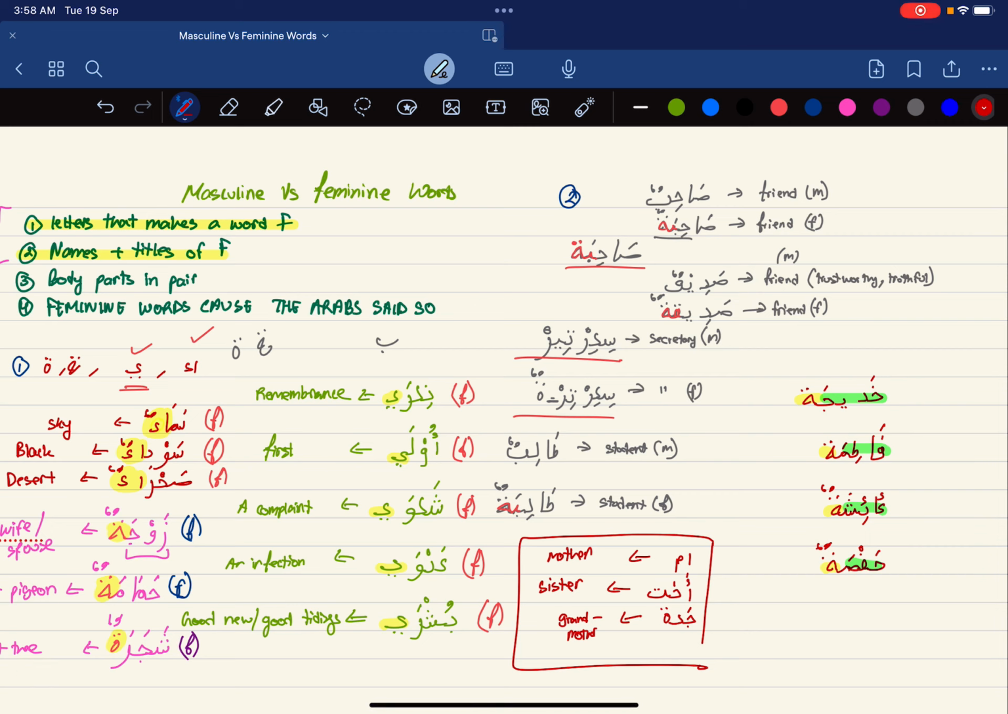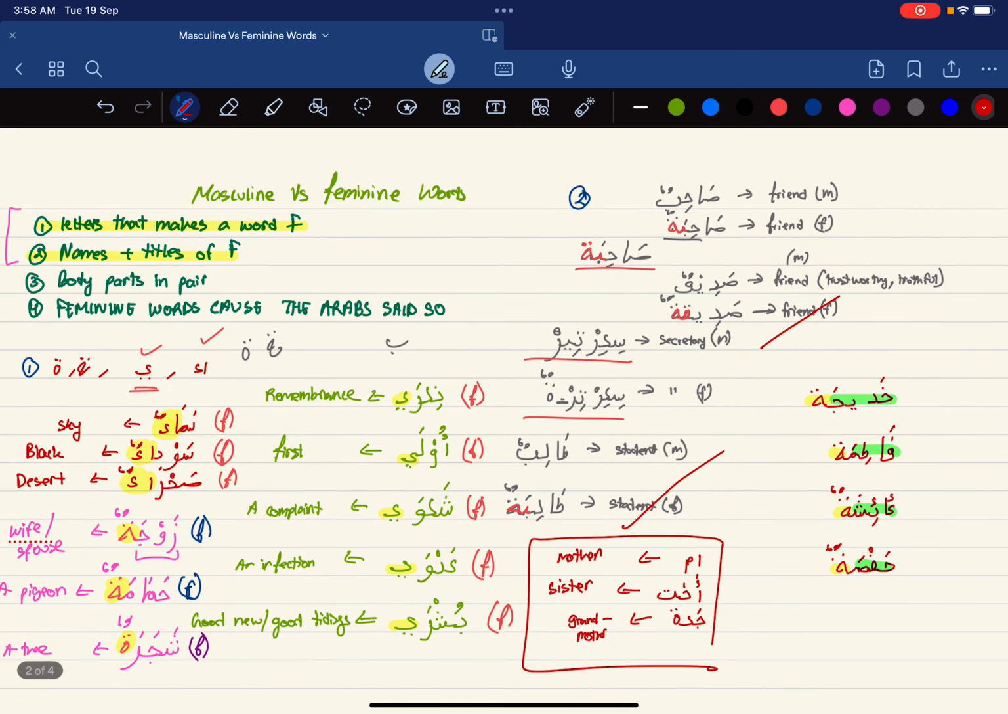If you guys can master this, we will do a few examples. Don't worry, when we go back to the Madinah book, there are tons of exercises where we have to come up with feminine words, and then use feminine pronouns to indicate that word. It's coming. For the time being, just try to get this in your head, okay?